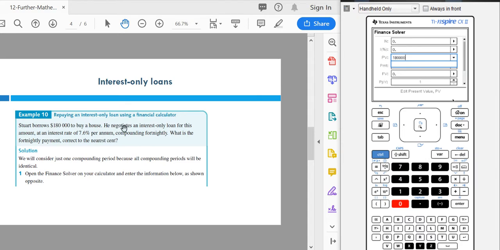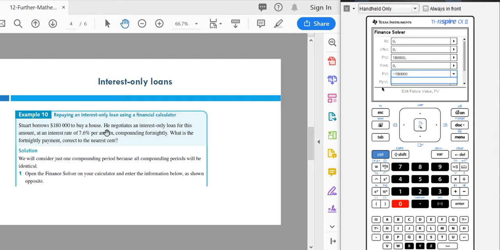What have we got? He negotiates an interest-only loan. So the future value straight away, if it's an interest-only loan, is going to be $180,000. But we put a negative in there because we've got to give it back to the bank. Okay? So that's what's going to happen in that situation. So I'll just put that into the FV as well. 180,000, but a negative here because you've got to owe it back. You've got to give it back to the bank. I'm going to physically hand back to them $180,000 for that situation.